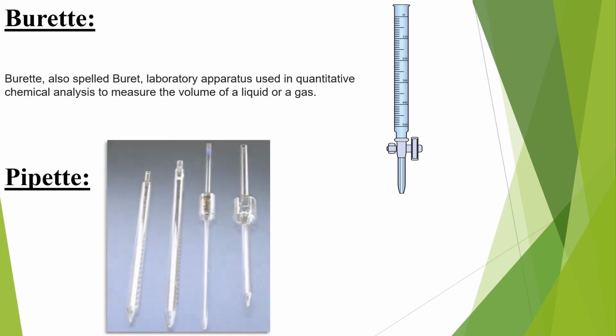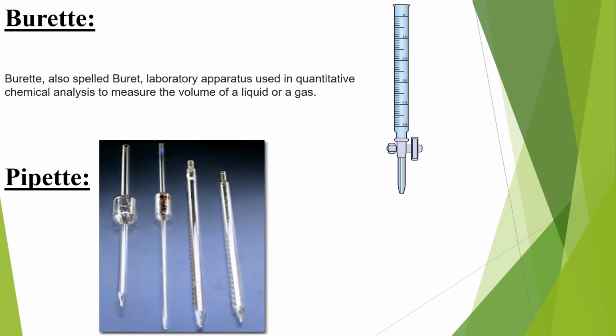Next, pipette. We will see 4 types of pipette. Some are simple pipette and some are sucking pipette. A pipette is used to transport a measured volume of liquid. This is the use of pipette.